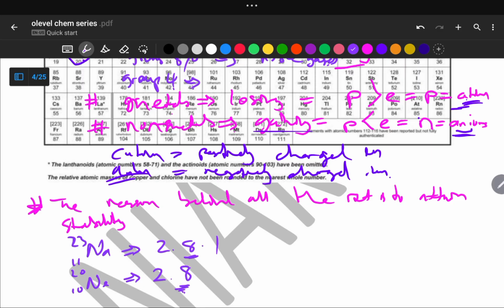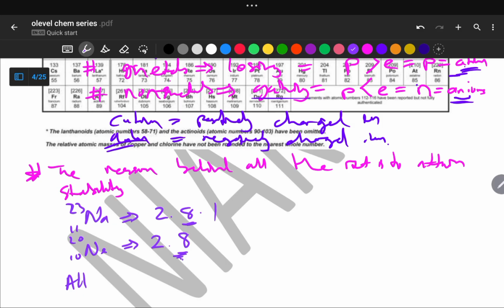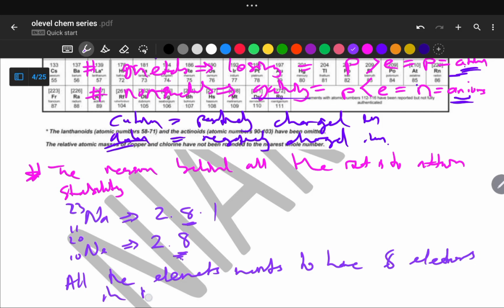So this is what we call the octet configuration, having 8 electrons in the outermost shell, right? So all the elements, let us highlight that, all the elements, they want to have 8 electrons in the outermost shell, what you call the valence shell. The valence shell is the outermost shell, right?